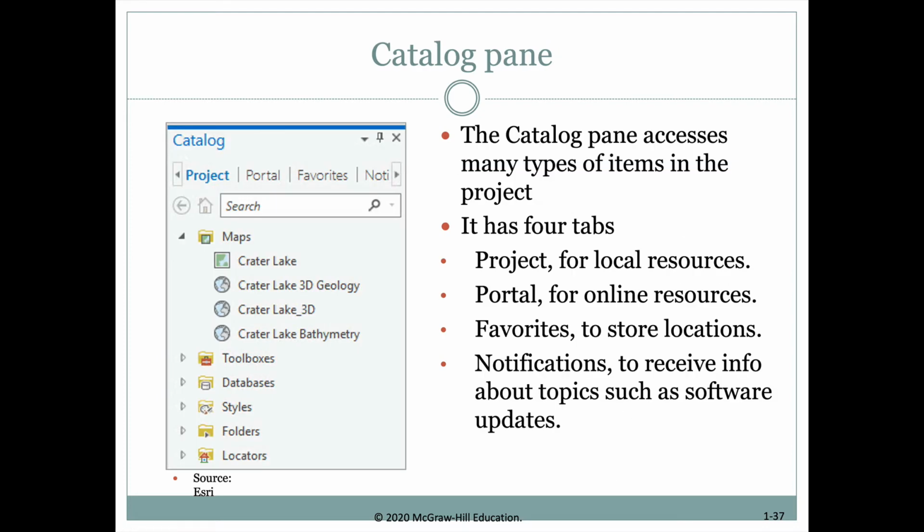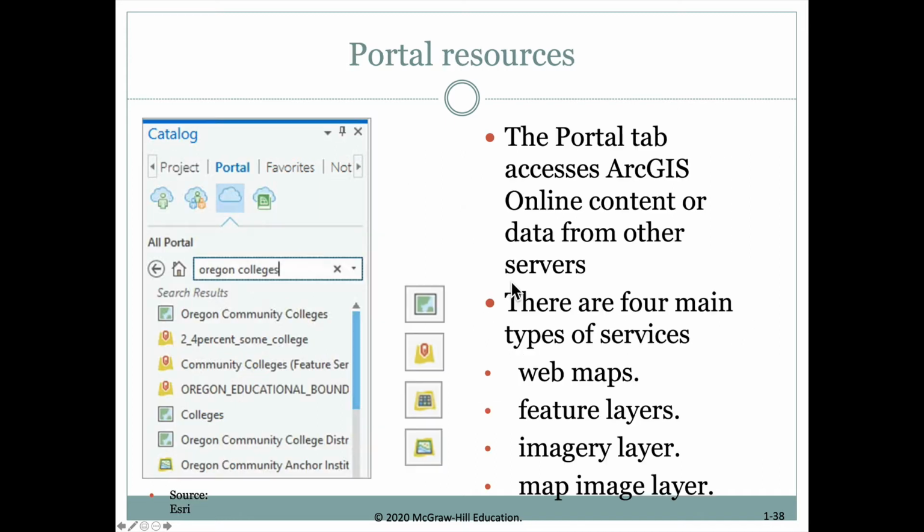Back at the catalog pane, it allows you to access, as I mentioned, many different types of items. The maps that you have in your project, you can access the toolboxes from here, different databases, different folders, all those sorts of things. And the way that it's set up at the top is you can see what's in your project, or you can look at other things like portal or favorites as well.